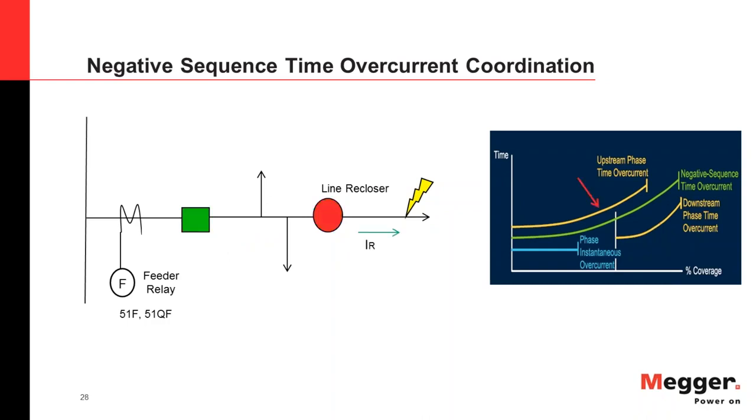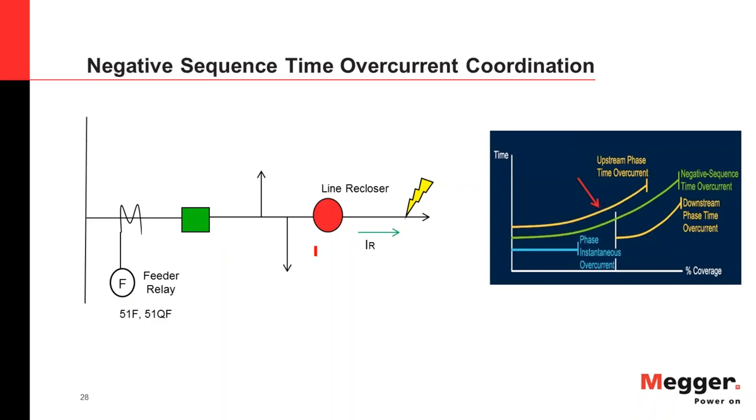So this is an example of a backup. Usually the traditional way of having backup protection is you just have a phase time overcurrent element of this feeder relay giving operation to the breaker to trip it, in case of backup or in case of line recloser getting failed to open. So this upstream phase time overcurrent will follow this curve.